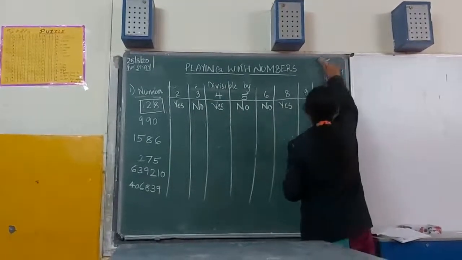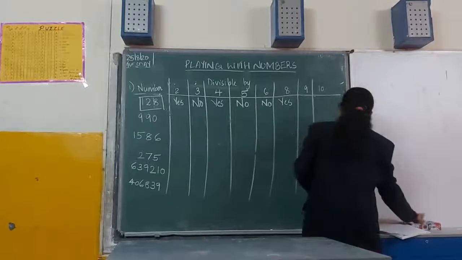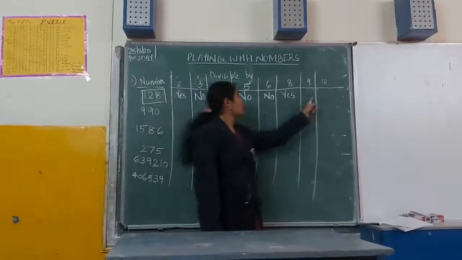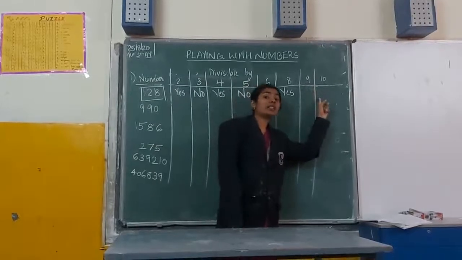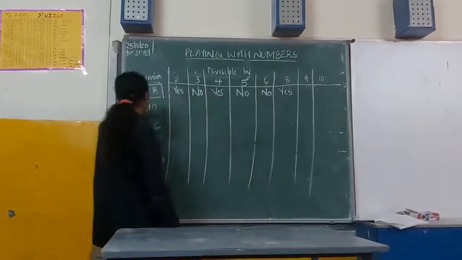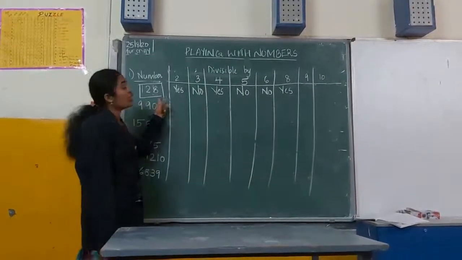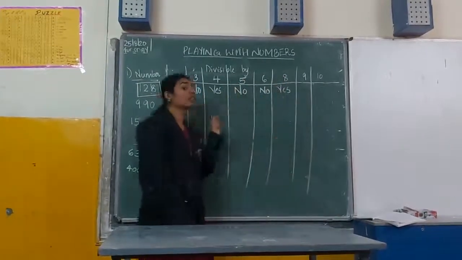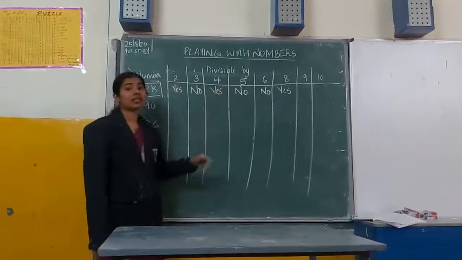Next rule. Check the divisibility by 9. How to check the divisibility by 9? Take the sum of all the digits. If it is divisible by 9, then we can say the given number is divisible by 9.